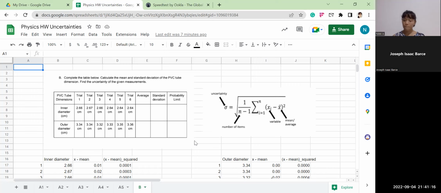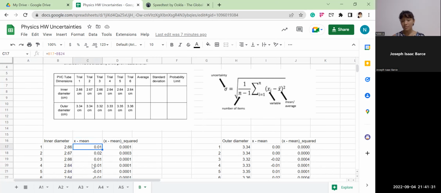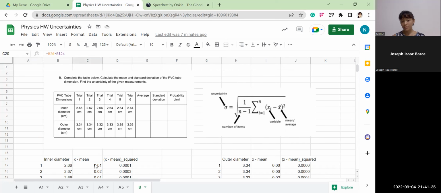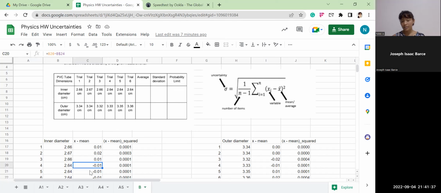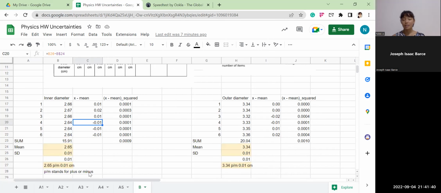Ano yung next after nun? After that, isa-isa nakuha mo yung difference. Pwede mo ba sa akin i-dictate ano yung mga differences? 0.01, 0.02, 0.01, and then negative 0.01. Correct? Right. Negative 0.01. Correct.